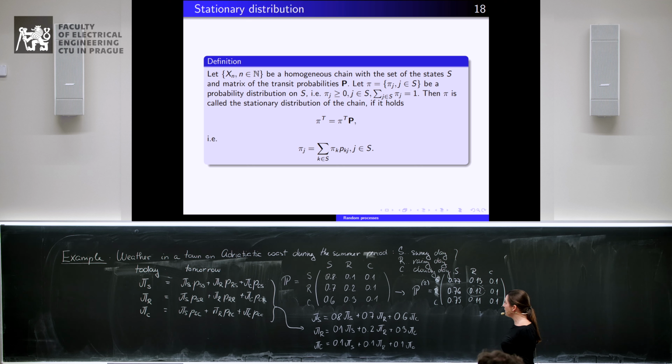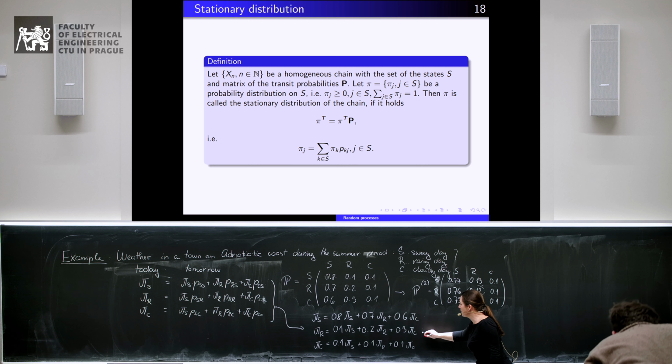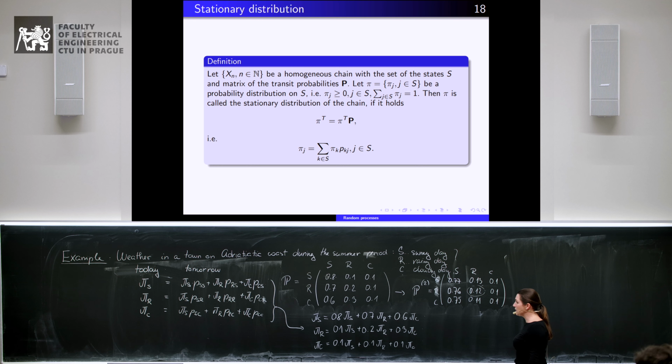And now we have 3 equations with 3 unknown variables, and we will solve the system. Okay, it would be nice. But there is a problem that the system of these 3 equations is not regular. So from this system of equations, we would get an infinite number of solutions. That's the problem, but this problem has an easy solution.